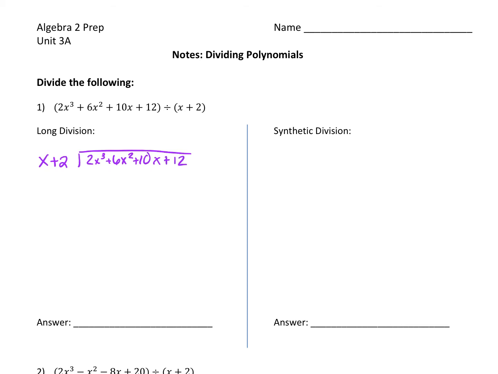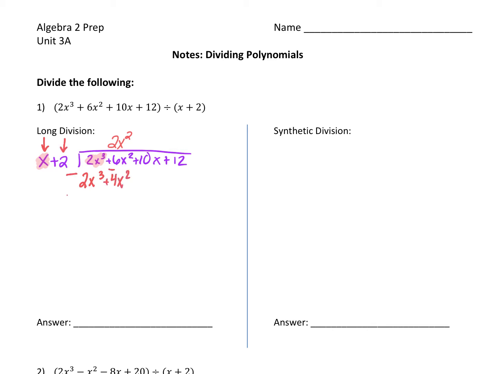Then I'm going to look at this x and say, okay, x times what would give me 2x to the third? Well, x, I need a 2, and I also need 2 more x's. So x times 2x squared would give me 2x to the third. Now, I'm going to take this 2x squared, multiply it by x, and I'm going to get 2x to the third. I'm going to take this 2x squared and multiply it by 2, and I'm going to get 4x squared.